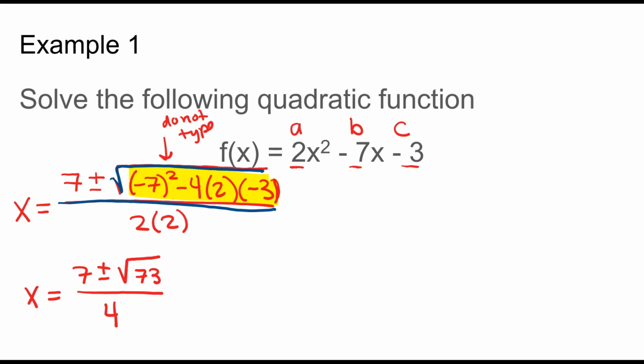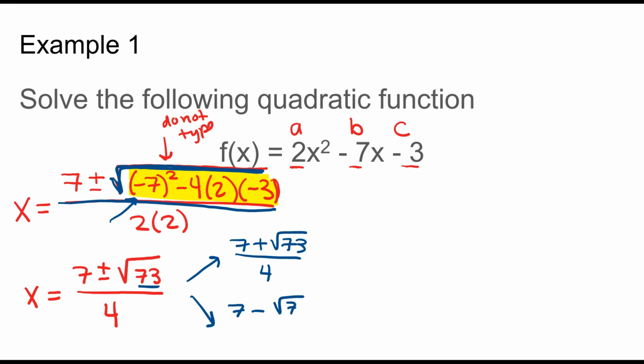If you got the value 8.54, it's because you typed that radical symbol in. If you got negative 25, it's because you forgot to type in your parentheses. And the reason why we are done is we cannot simplify the square root of 73. There are no perfect squares that go into it. This is two solutions. They're irrational, 7 plus radical 73 over 4, and 7 minus radical 73 over 4.